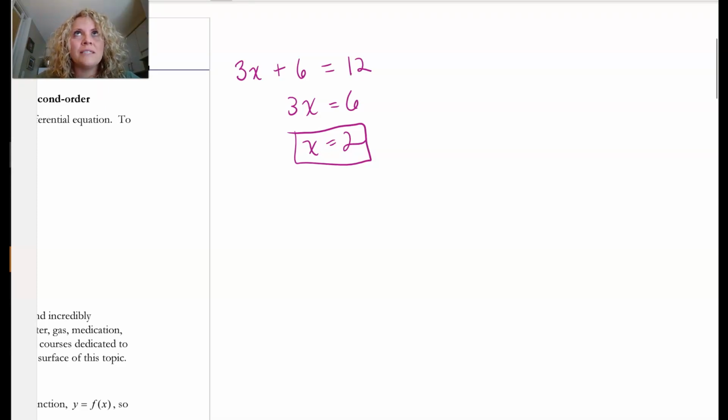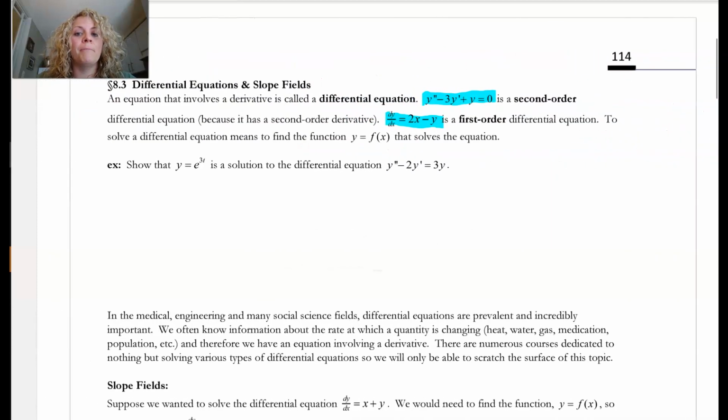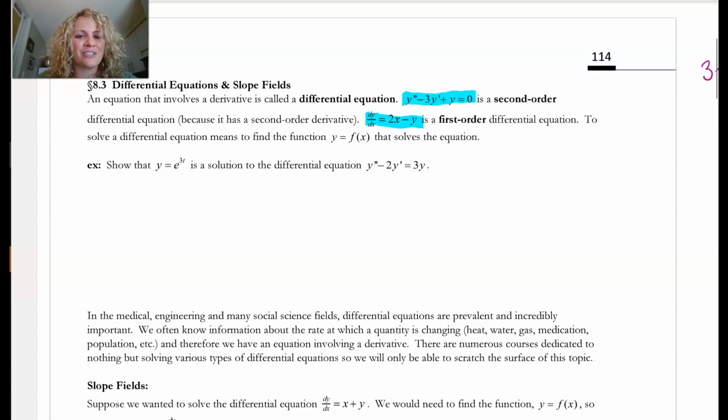What does it mean that x equals 2 is the solution? Well, I could substitute 2 for x in my original equation and write 3 times 2 plus 6 equals 12. Following the order of operations, I would get that 6 plus 6 equals 12. Therefore, 12 equals 12. So the solution to this linear equation is the number 2, that when substituted for x, makes the original equation true. We'll get into this a little bit later, but we'll find that there are multiple solutions for differential equations.